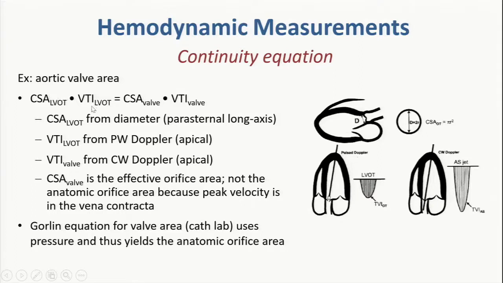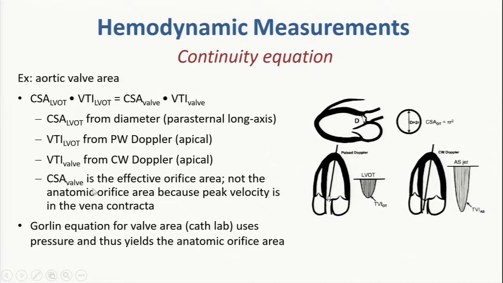So we've got this and this. Cross-sectional area of the valve, that's what we're trying to calculate, so we can't get that. But then we need the velocity time integral of the valve. And the way that's done is by doing continuous wave Doppler now across the valve. That gives us another velocity versus time curve. We can calculate the VTI by having the machine integrate that, and so we can solve for this. Okay, so we have 1, 2, 3. That allows us to solve for the cross-sectional area of the valve and calculate a valve area.